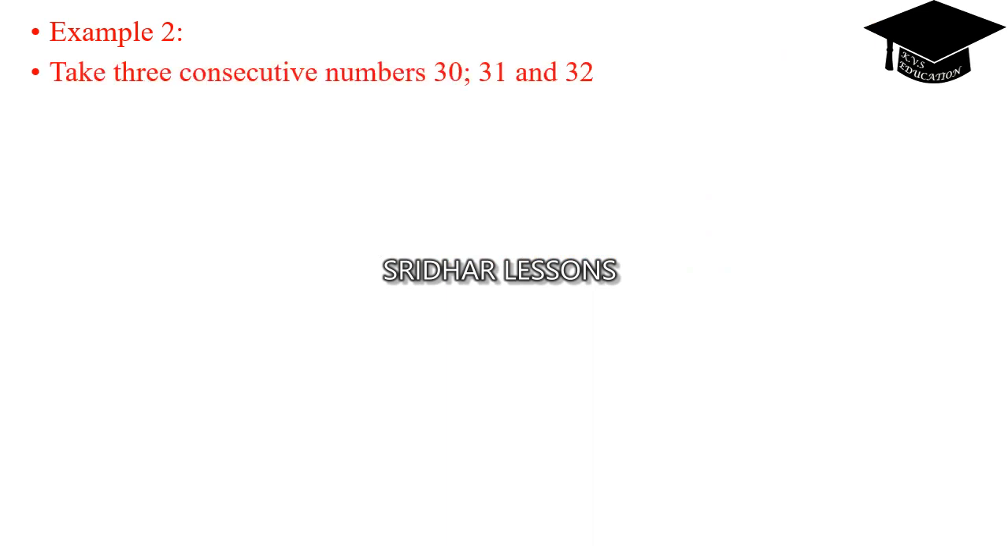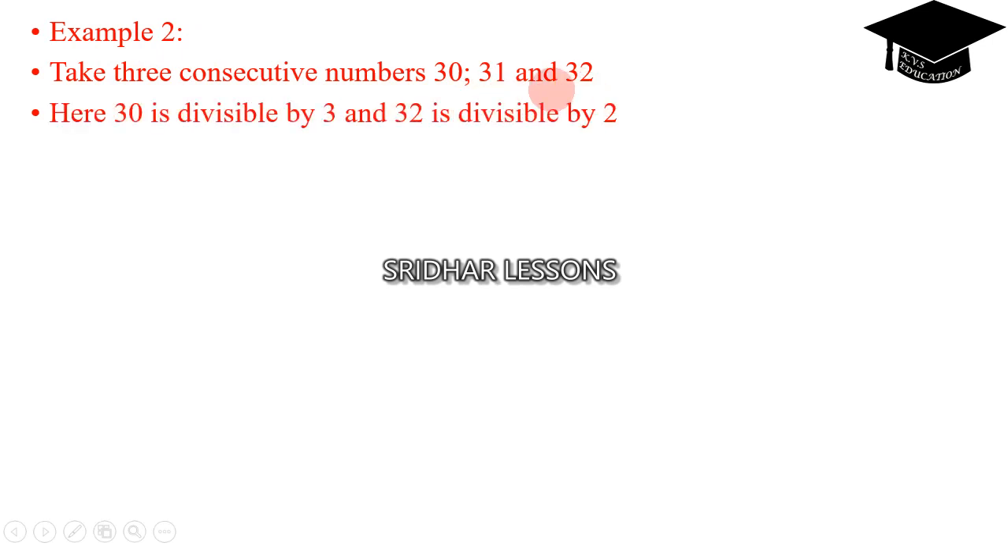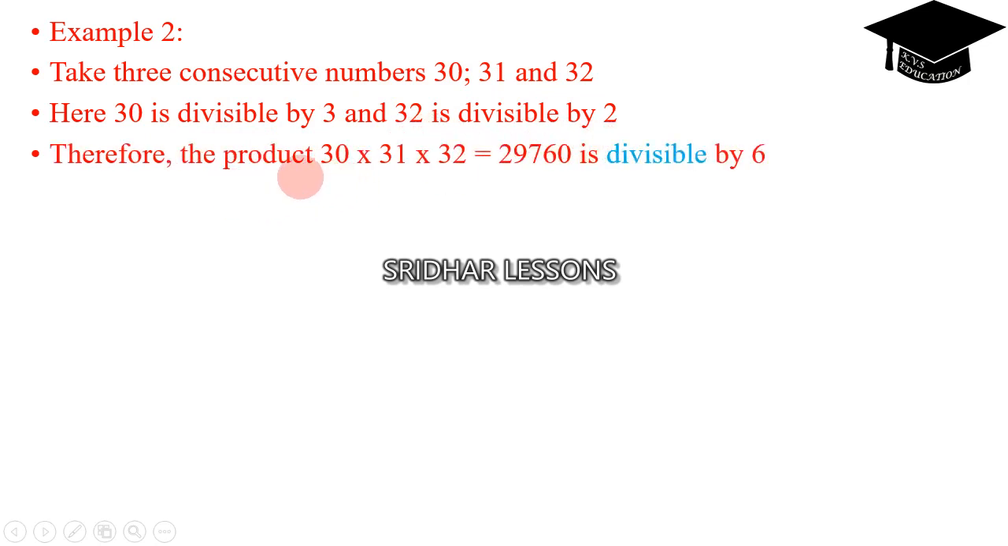Next, example 2. Take three consecutive numbers 30, 31 and 32. Here 30 is divisible by 3 and 32 is divisible by 2. Therefore, the product of 30 into 31 into 32 is 29,760, which is divisible by 6. Like this, we can take any example.